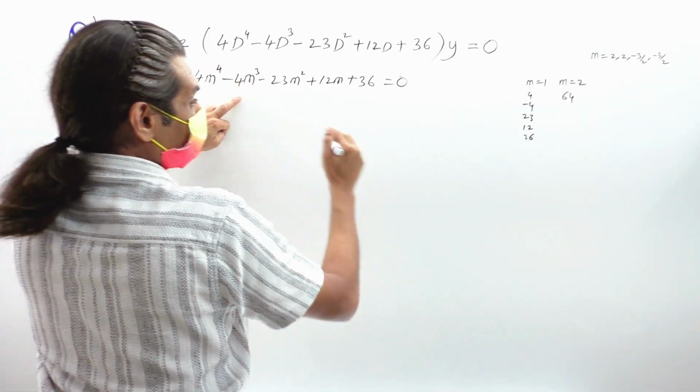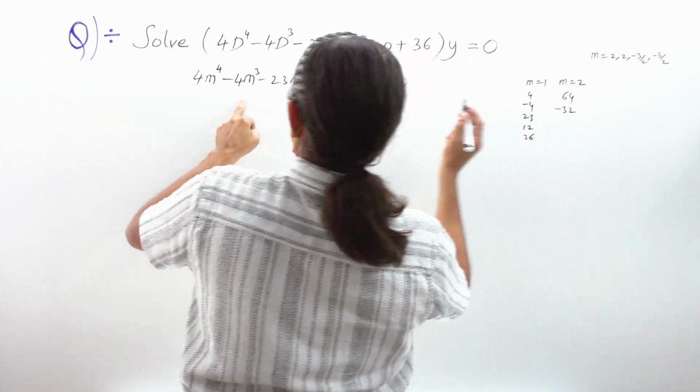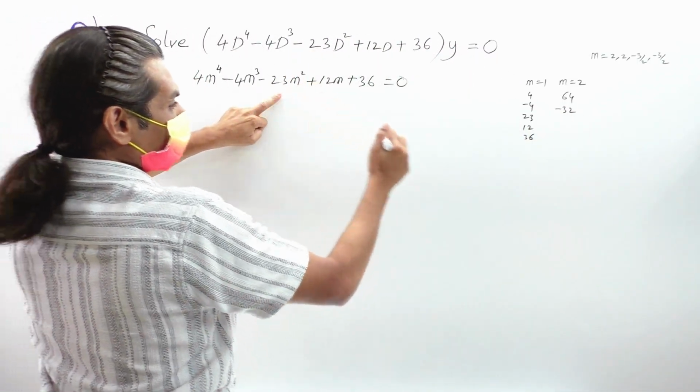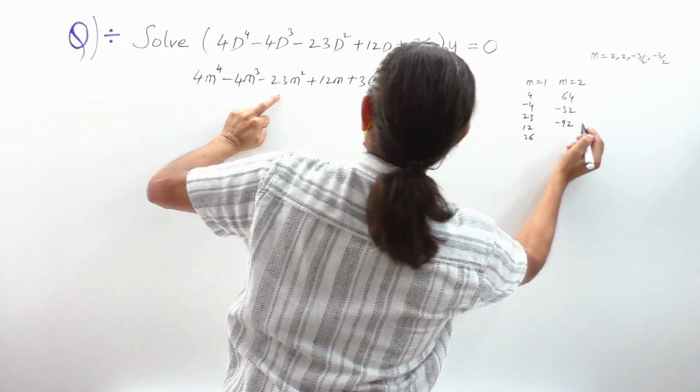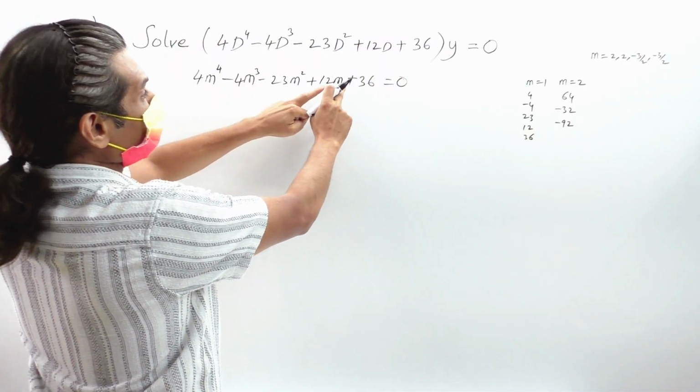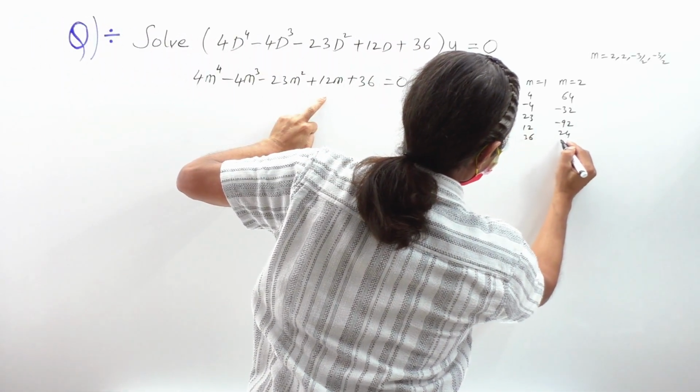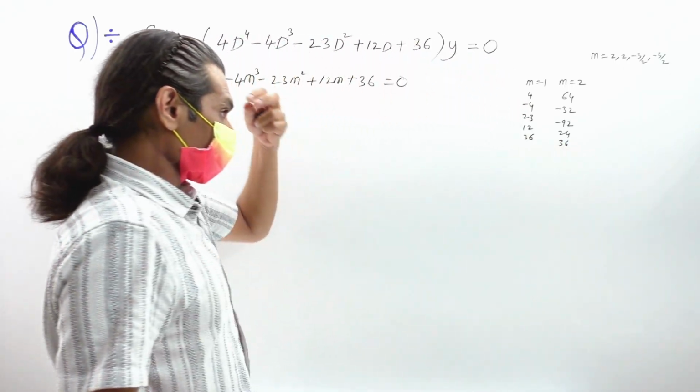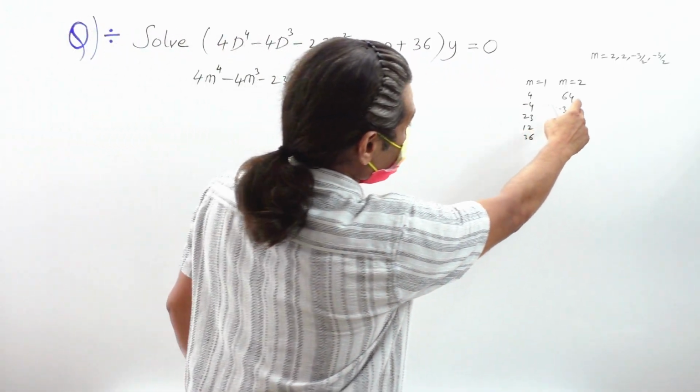Then 8 times 4 is 32, minus 32. Then 2 squared is 4, minus 92. 4 into minus 23 is minus 92. And 12 times 2 is 24, plus 36. So let's see, we have 64 minus 32, what is it?